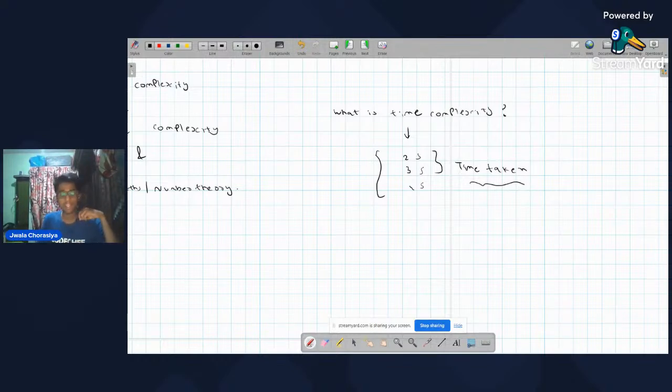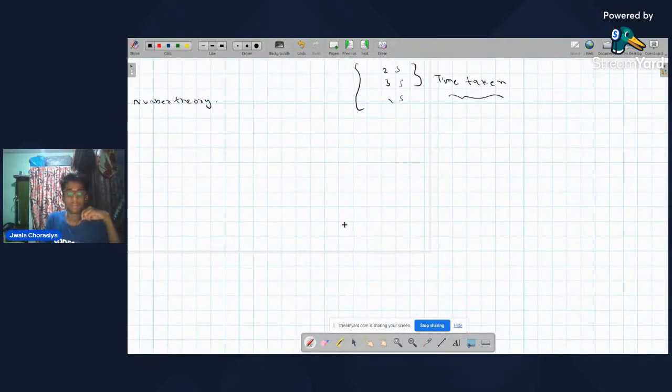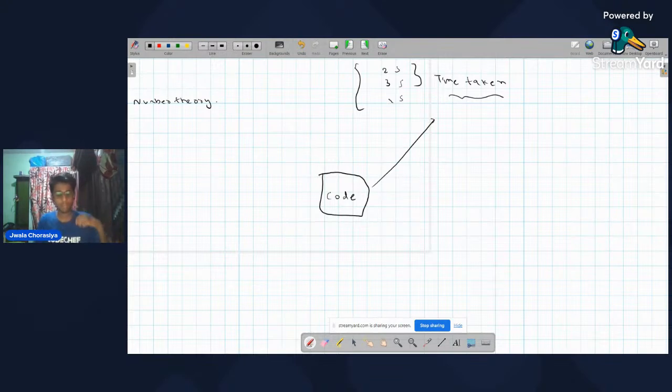But when I say time complexity, let's say I'm working with some code over here. Okay, there is some code over here. So let's analyze the time complexity. Time complexity is not the time taken, basically. One second.